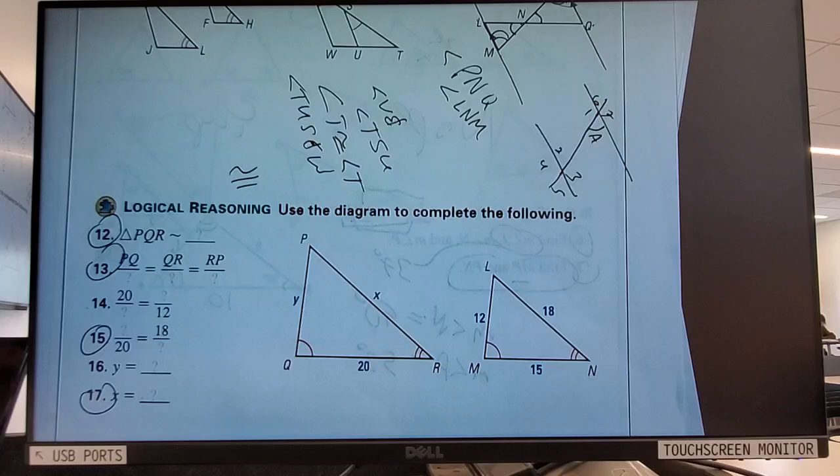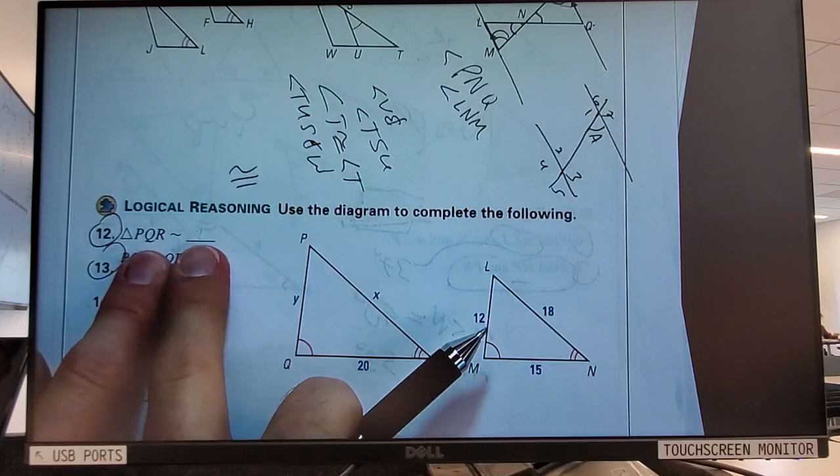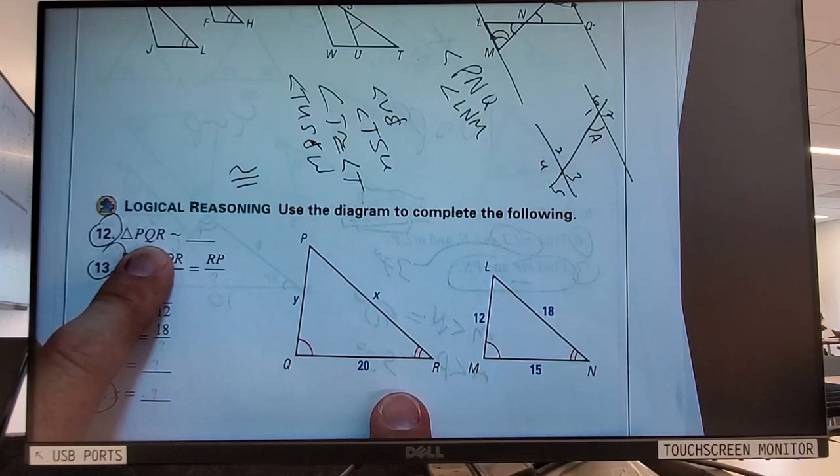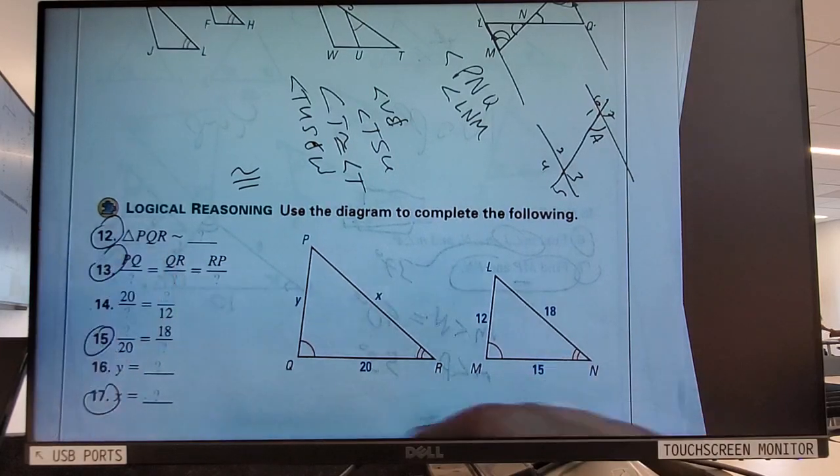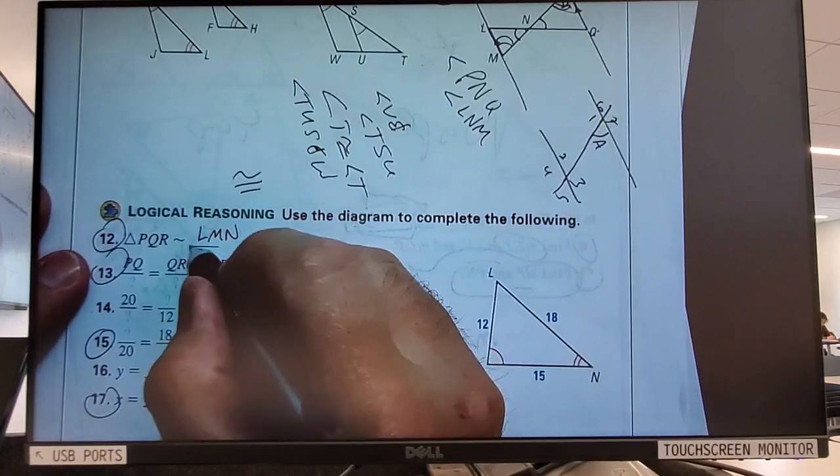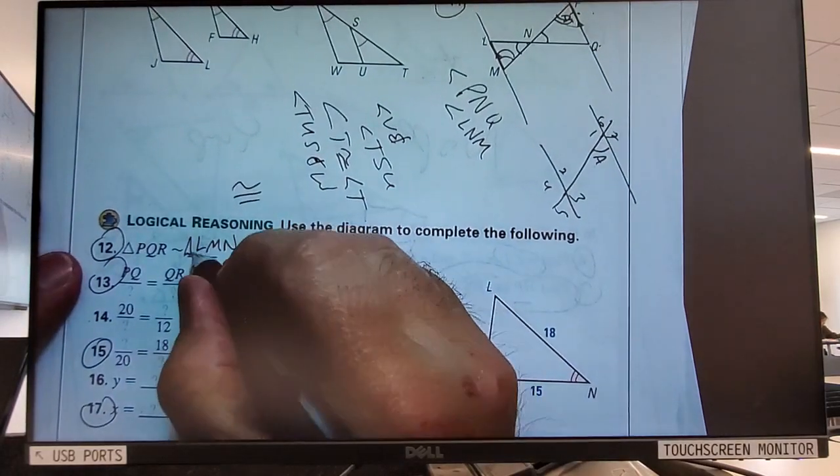So, this is a very silly question. I mean, how many triangles did they give us? Just 2. So what triangle is PQR similar to? The only other one. Okay. Kind of silly. Oh, but be careful.